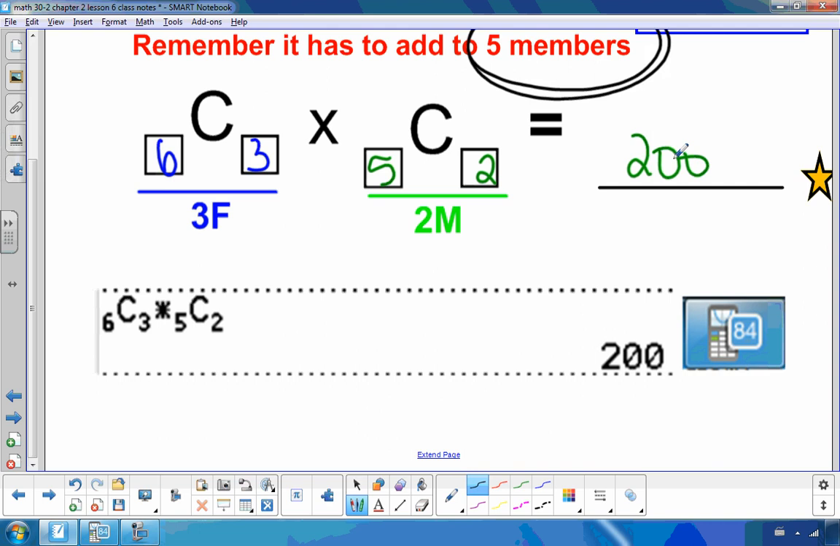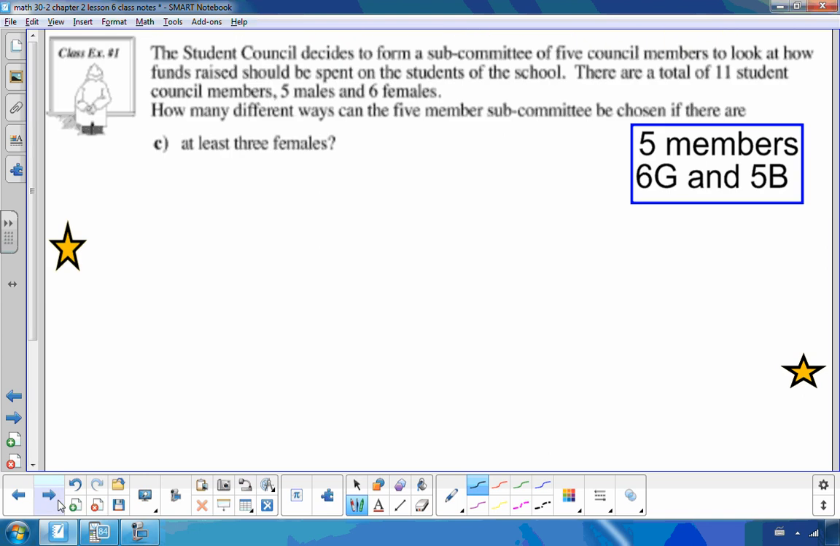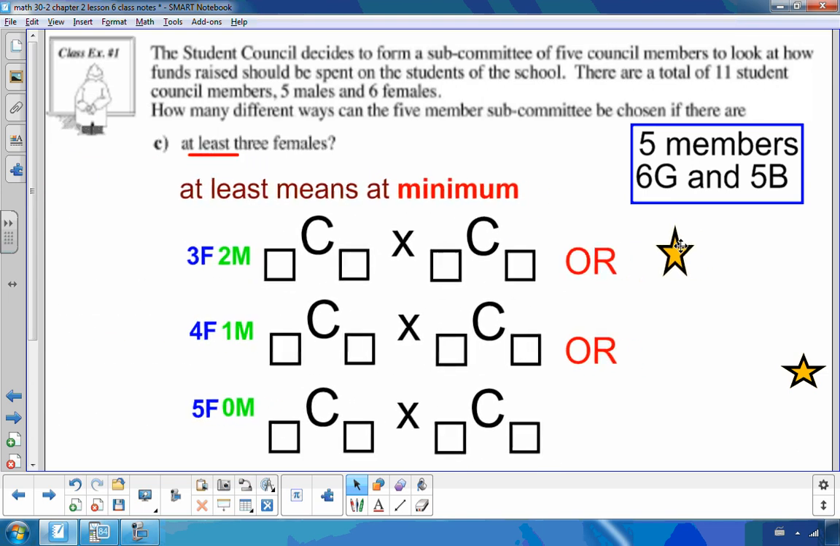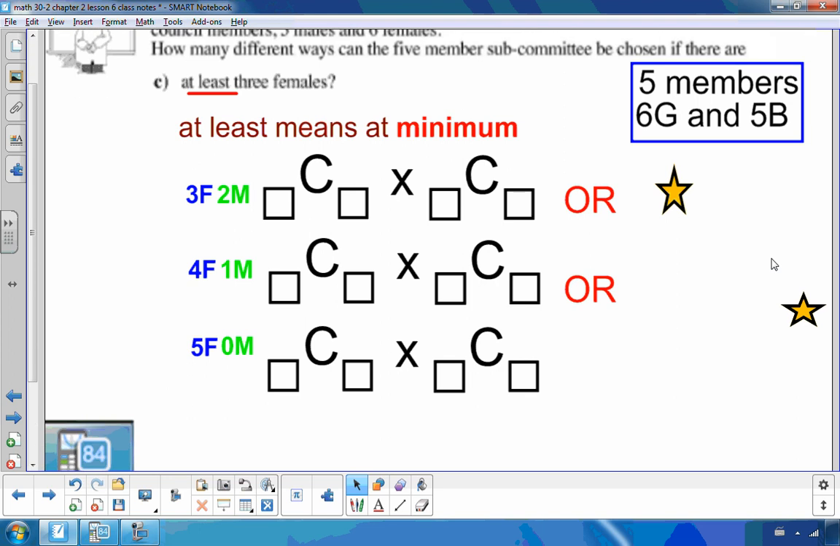Now let's change that from exactly 3 females to at least 3 females. So at least means minimum. So when I say at least 3, it means a minimum of 3 females. So I can have up to 5 members. So you can see I've done 3 females, 4 females, 5 females. But I have to remember it always adds up to 5 people. So with those females go the males.